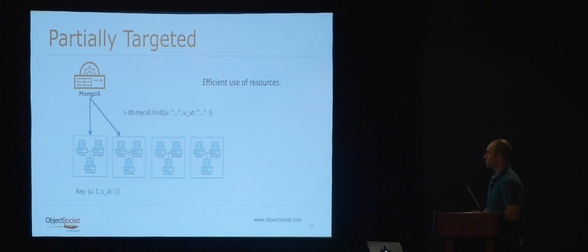Here's an example of a partially targeted operation. This is not as ideal as the previous operation, but it's still better than broadcasting these operations to all shards. In this case, because the key is prefixed with user and user was included in your query, the MongoS was able to identify what shards it needed to send the operation to and query those shards.